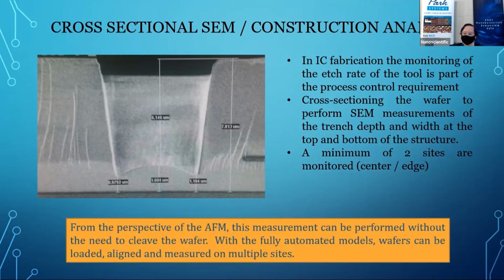Moreover, in this particular cross-sectional work, they would have to measure at least two sides, meaning center to edge. So in this instance, if you're using a SEM approach, you've really destroyed the whole wafer. However, with the advent of the industrial automated AFMs, which I will show in a minute, you have the ability to put the whole wafer in and perform the measurements without cleaving.